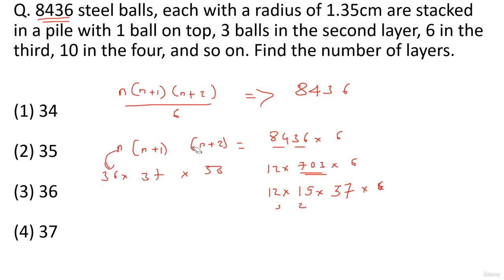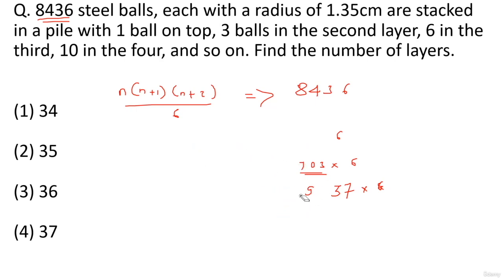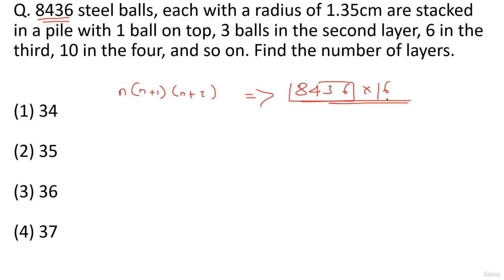Now guys, I'll tell you a much quicker way to solve this question. This particular concept we'll again discuss in detail when we reach the 5th module, the last module. If you take the 6 on the right hand side, the right hand side is 8436 multiplied by 6. So the units digit should end with a 6, right? The units place of the answer should be 6.